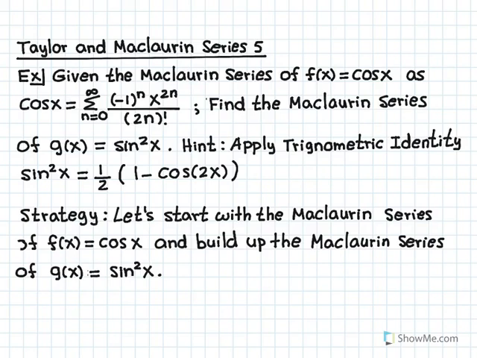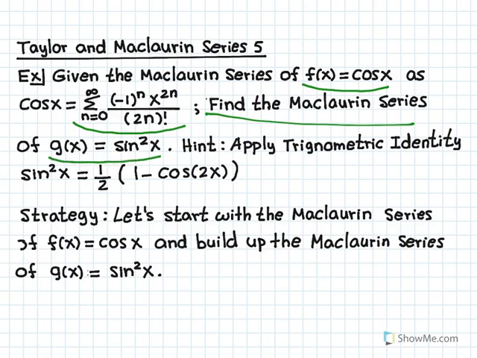In this video, we're going to continue our discussion of Taylor and Maclaurin series. The question here is, given the Maclaurin series of f(x) = cos x, as cos x is equal to the summation n equals 0 to infinity, (-1)^n times x^(2n) divided by (2n)!, we would like to find the Maclaurin series of g(x) = sin^2 x.